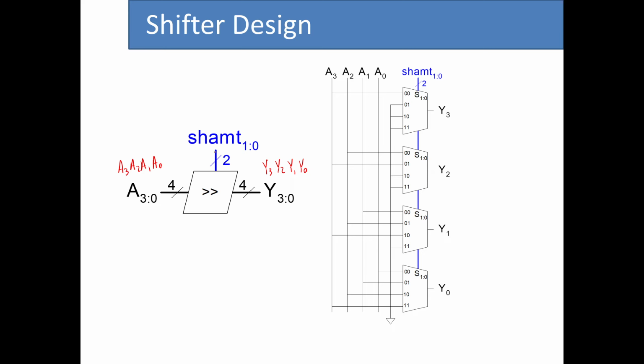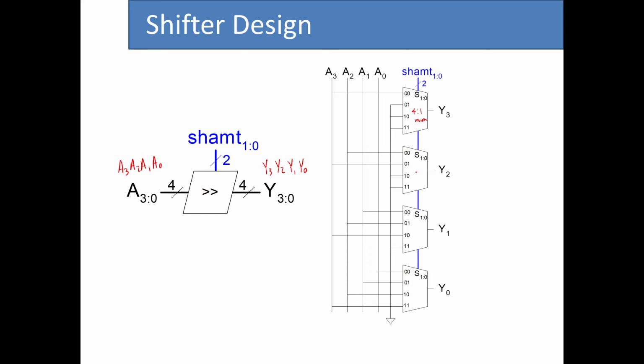So that's why we use 2 bits to show the shift amount. And as for the symbol, we use the symbol for logical right shift. So the internal circuit inside this module looks something like this. We have 4 examples of 4-to-1 multiplexer.